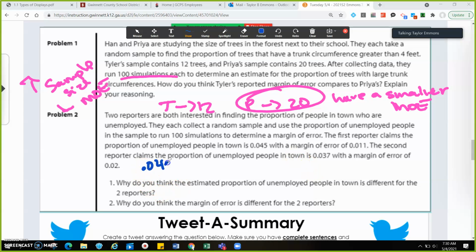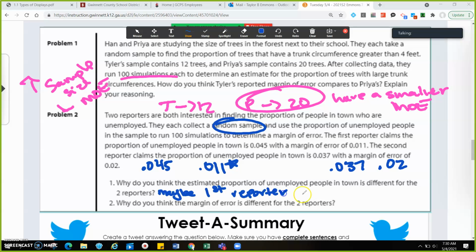The first guy got 0.045 and 0.011. And then the second guy got 0.037 and 0.02. So this guy was a little bit smaller in his margin of error, right? So why do you think the estimated proportion of unemployed people in town is different for the two reporters? Well, remember, they took random samples of people, right? And maybe the first reporter used more people in the sample.